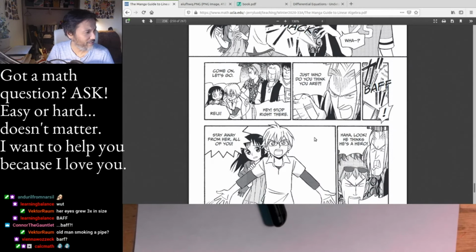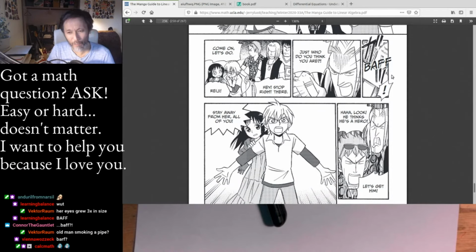Well, actually, I don't know. No, it doesn't look like it. I don't understand what this bath means. I thought he was just going to be swinging at this point.